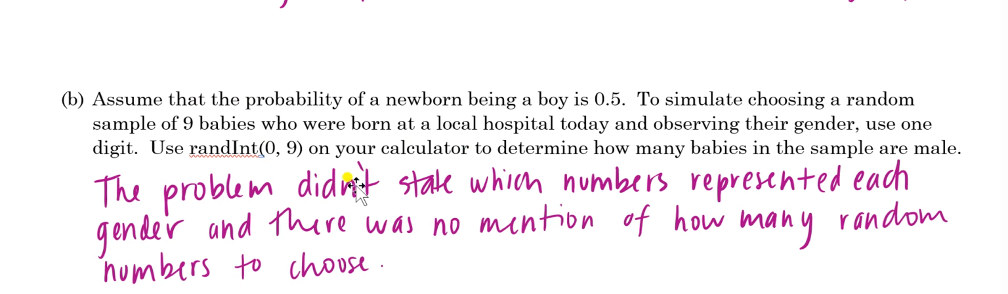So if you mentioned the problem didn't say which numbers represented which gender, that's great. If you said there was no mention of how many numbers to pick, that's great. If you mentioned picking 0 through 9, 10 numbers, what does that even mean? We're looking at 9 babies, that doesn't match. That's fine because they didn't really tell you what they were doing exactly. So that's your issue with part B, okay? So we're gonna move on. So if you haven't done number 2 yet, do number 2 and then check it out.